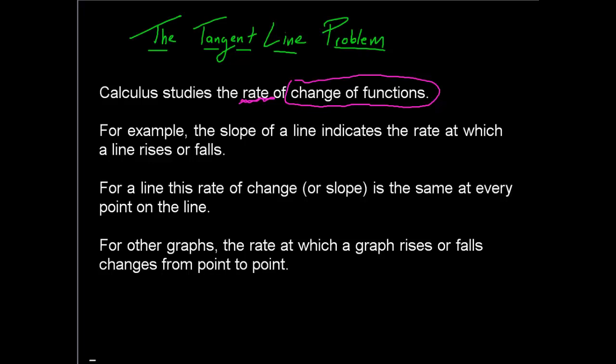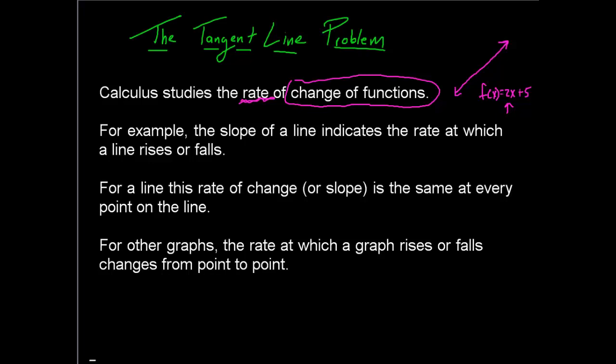So if we think back to algebra, a straight line, the slope of that line, so let's say this line is 2x plus 5. The slope, which is 2, tells us the rate at which that line changes. Now we know that for straight lines like that, the slope goes up 2, right 1, up 2, right 1, up 2, right 1.